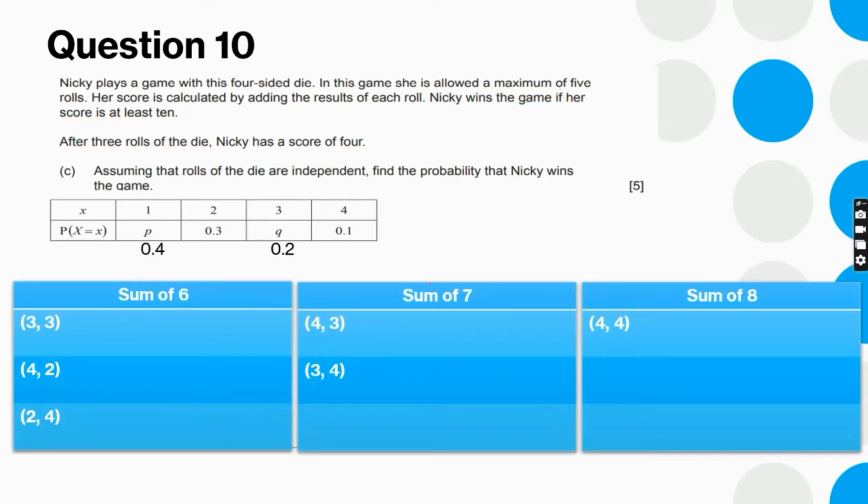To score a 10, you need a minimum sum of 6. But you could have a sum of 7 as well, or a sum of 8. So these are the possible outcomes. You could have 3 and 3, 4 and 2, 2 and 4, which gives you a sum of 6. Or you could have 4 and 3, 3 and 4, which gives you a sum of 7. Or you could have 4 and 4, which gives you a sum of 8. Let me tabulate all the probabilities. I just have to extract them from the table here, and I add them all up. It gives me a total of 0.15. So that's the answer for this part of the question.